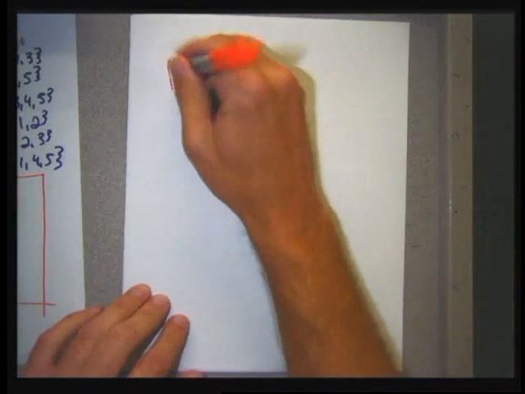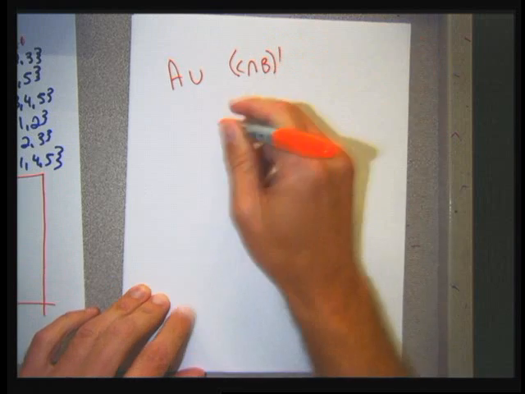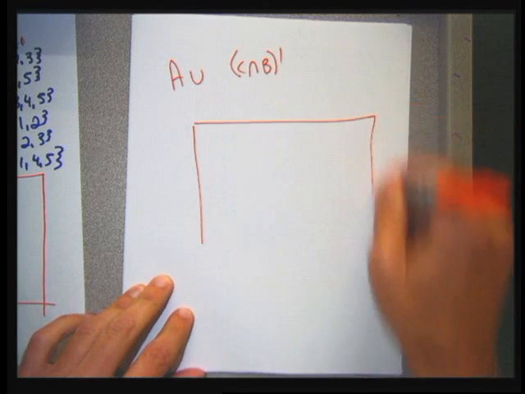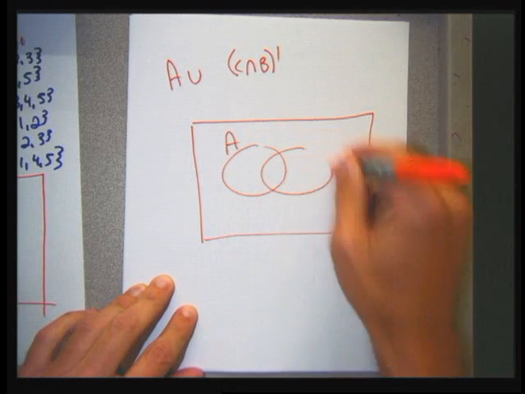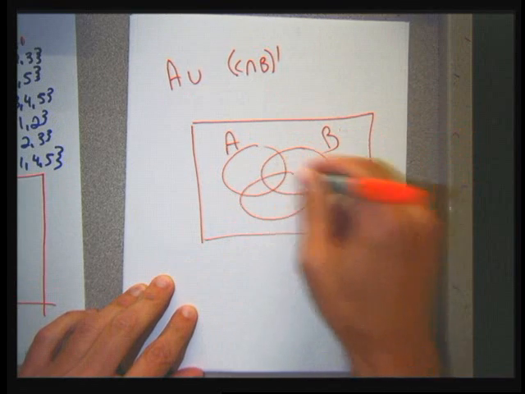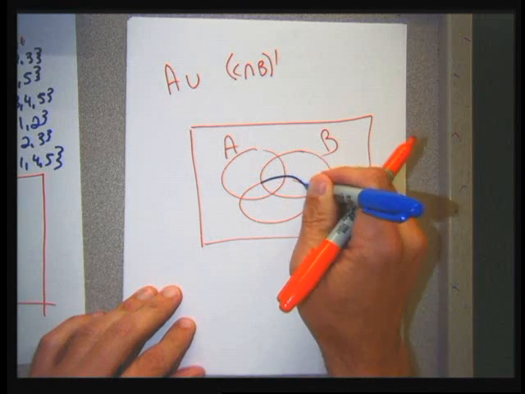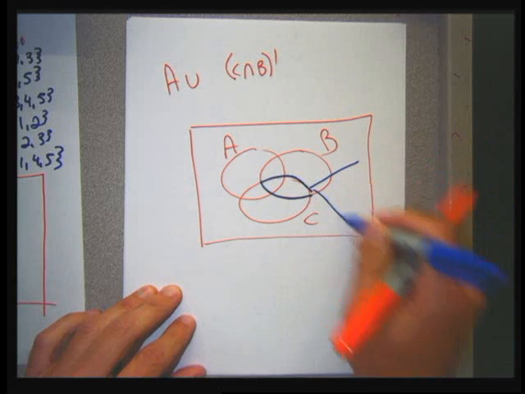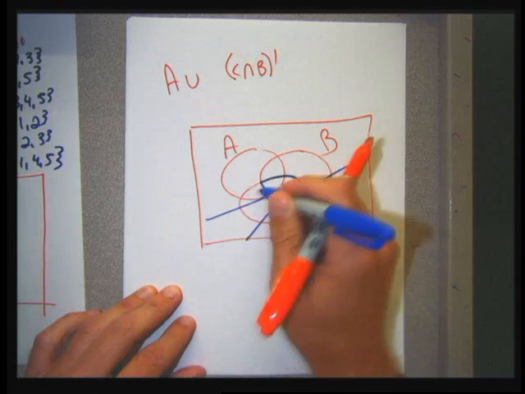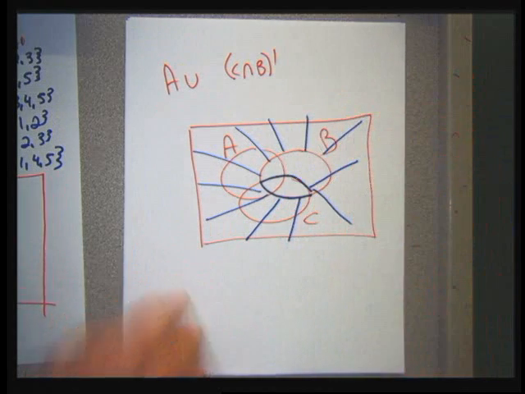In the last one, A union C intersection B prime. First I worry about the C intersection B prime because it's in parentheses. I have my A set, my B set, my C set. C intersection B is this region right here. I want the prime of it, so I want everything but that region of the graph to be considered. So there's my picture of C intersection B prime.